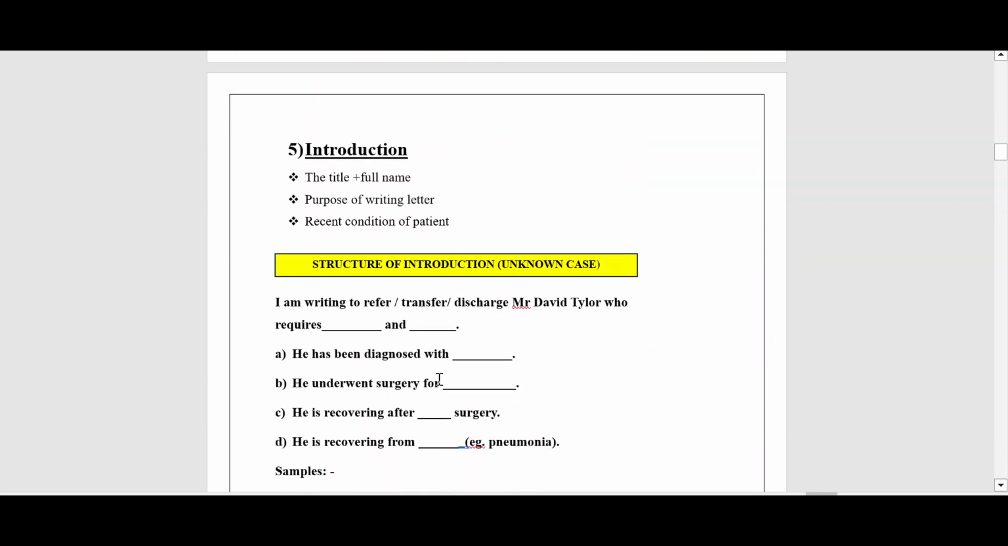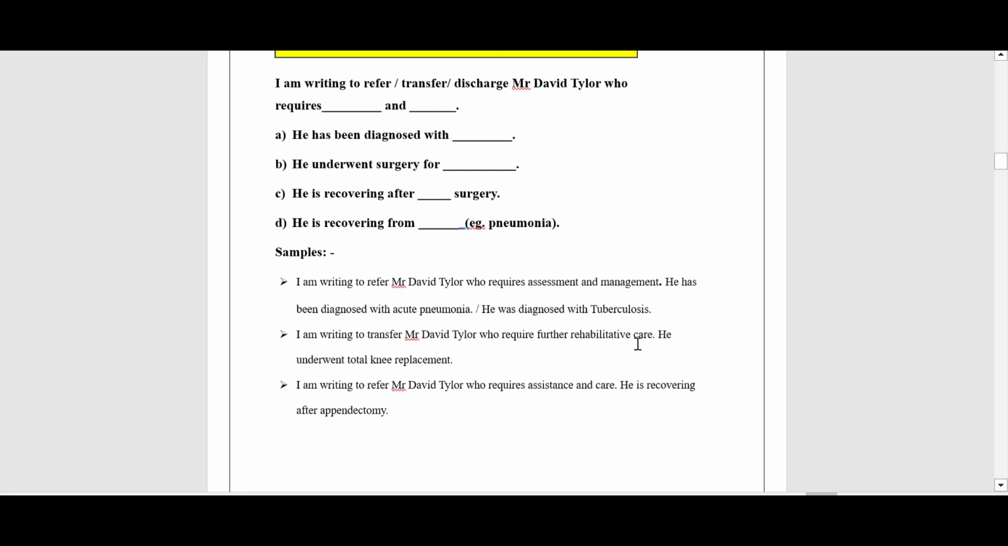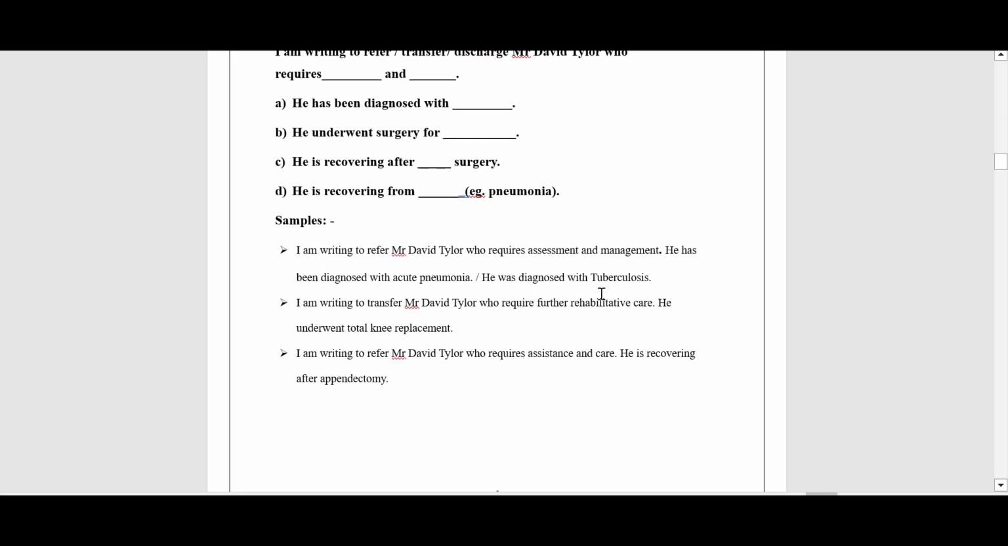And now the introduction, I have explained clearly. You just need to mark these up or keep them in mind, and fill those things in according to the reader or the need of the patient. You need to mention what is needed for the patient: assessment, or assistance, then he has been diagnosed, or you can choose any of A, B, C, D, any one. You need to mention only one. Like here I'm writing to refer Mr. Talo who requires assessment and management, he has been diagnosed with or he was diagnosed with.